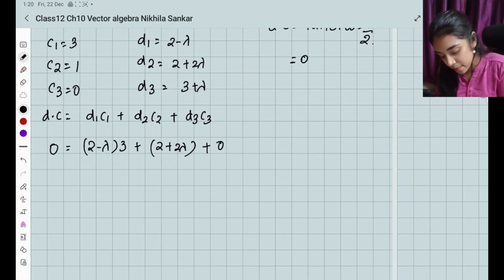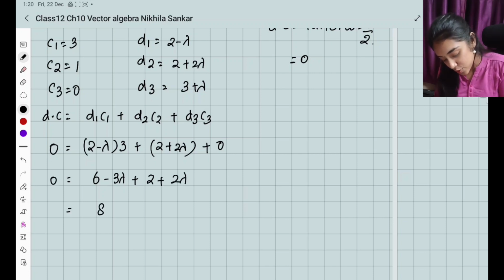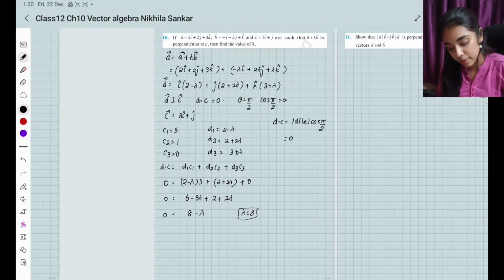அதனால equate பண்ணா, I'll have, when I multiply this inside, 3 2s are 6 minus 3 lambda plus 2 plus 2 lambda equals 0. So, this is going to be 6 plus 2 is 8 minus lambda equals 0. So, lambda equals 8. So, I found the value of lambda. Okay. Please copy.